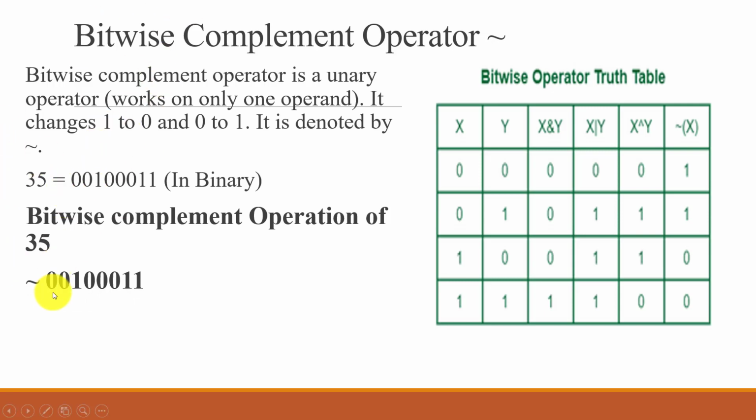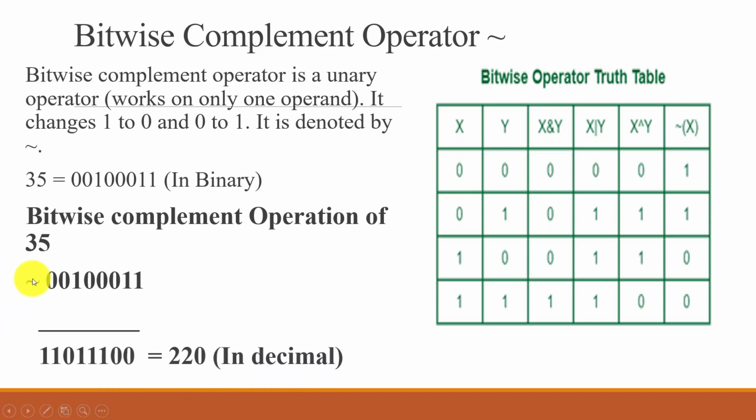so we are going to make the complement. We change this 0 to 1 and 1 to 0. So we'll get the answer like this. 0 gets changed to 1, and again this 1 gets changed to 0. So we'll get the answer 220 in decimal. So this is the bitwise complement operator.